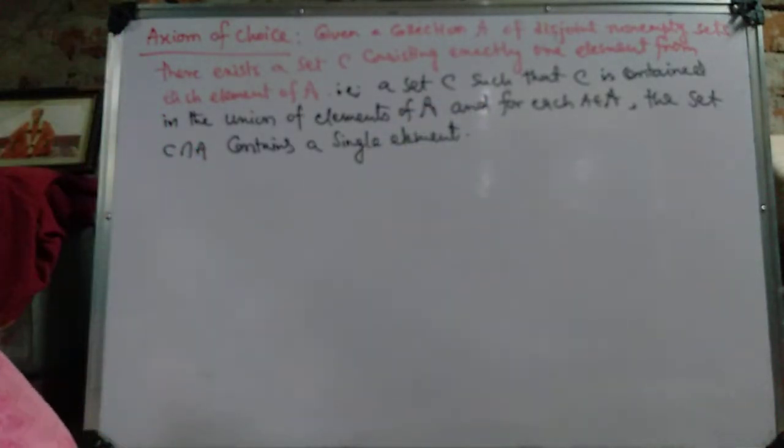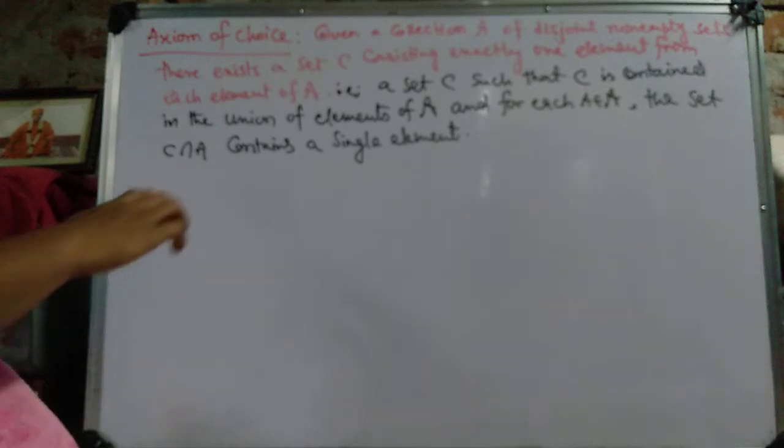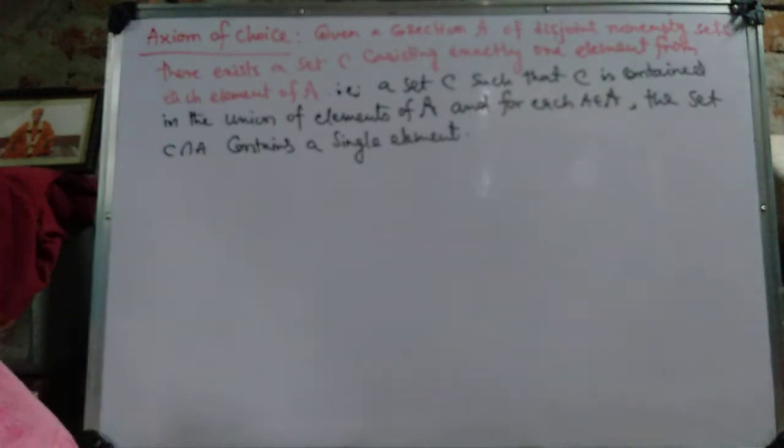Given a collection A of disjoint non-empty sets, there exists a set C consisting of exactly one element from each element of A. That is, a set C such that C is contained in the union of elements of A, and for each A belongs to A, the set C intersection A contains a single element.